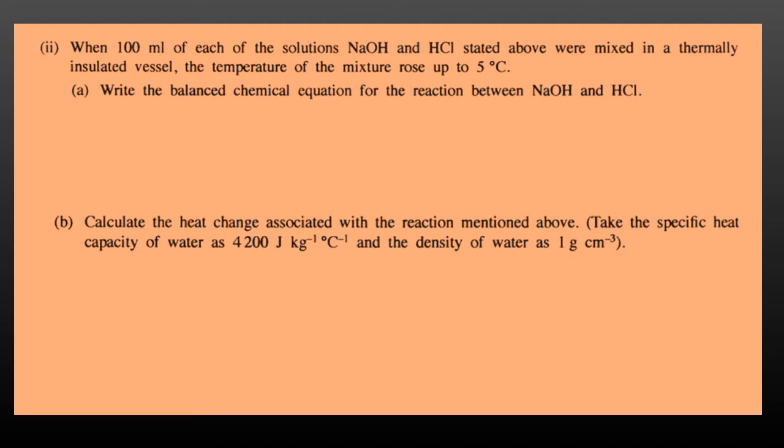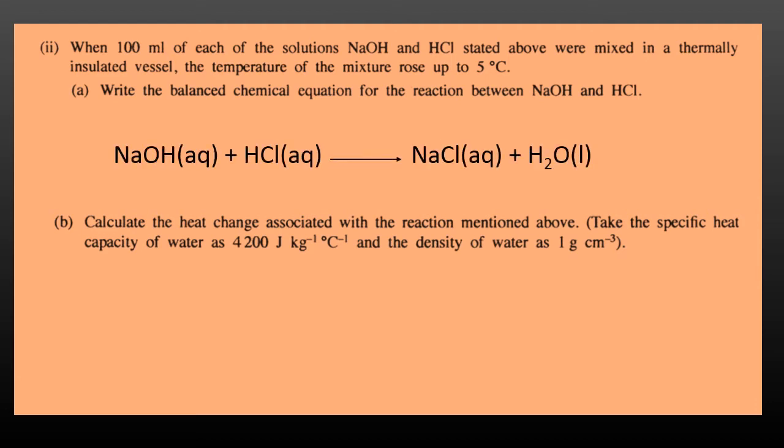This is an acid-base reaction. Sodium hydroxide is the base, hydrochloric acid is the acid. When an acid reacts with a base, it always forms a salt and water. So sodium hydroxide reacts with hydrochloric acid and forms sodium chloride and water. So this is the balanced equation: NaOH plus HCl forms NaCl plus H2O.